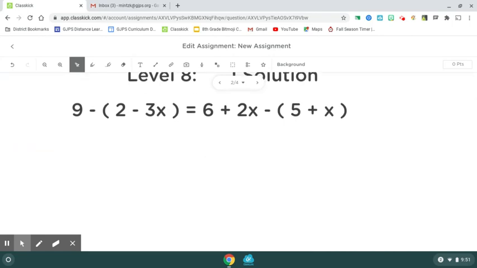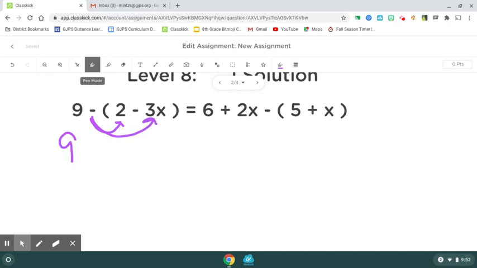So my first priority is to distribute and to get rid of those parentheses if I can. I'm going to be doing this in purple. So distributing is going to be in purple. First off, I have my 9. I can just write that down here at the bottom. It will stay. Next, I have to distribute my negative to my 2 and to my negative 3.